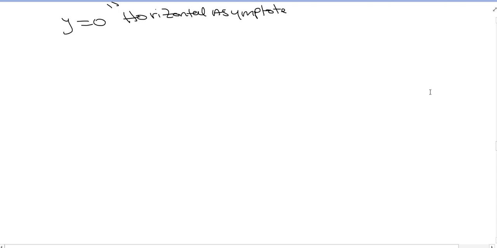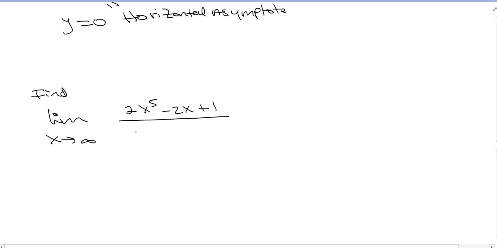So with that said, let me add one that is not in the uploaded notes. What if I say find the limit as x goes to infinity of 2x to the 5th minus 2x plus 1 over 8x minus 2x cubed plus 10. Actually, sorry, let me make it 8x to the 5th.